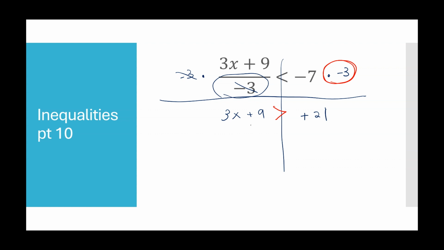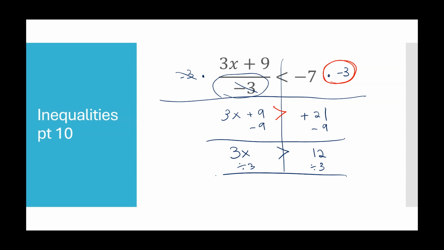Okay. All right, let's subtract 9 on both sides. Do I have to flip the sign? No. It's just subtracting. Don't need to worry about it unless I'm multiplying or dividing. All right, 3 times x is greater than 12. Divide by 3. Do I have to flip the sign? No, because I'm dividing by a positive number. So don't have to flip it when I'm dividing by a positive. Ooh, look at that. X is greater than 4. Fantastic. So simple.